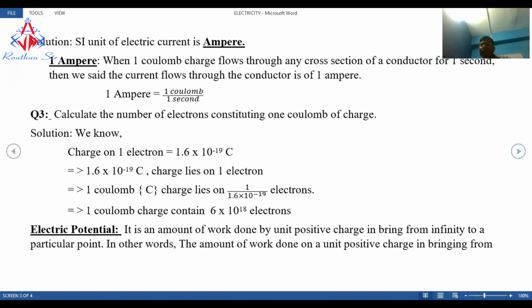Now, we have moved to another topic. I hope you understand what we mean by electric current and what sort of questions are coming in the examination, and how to solve the problems given in your text.